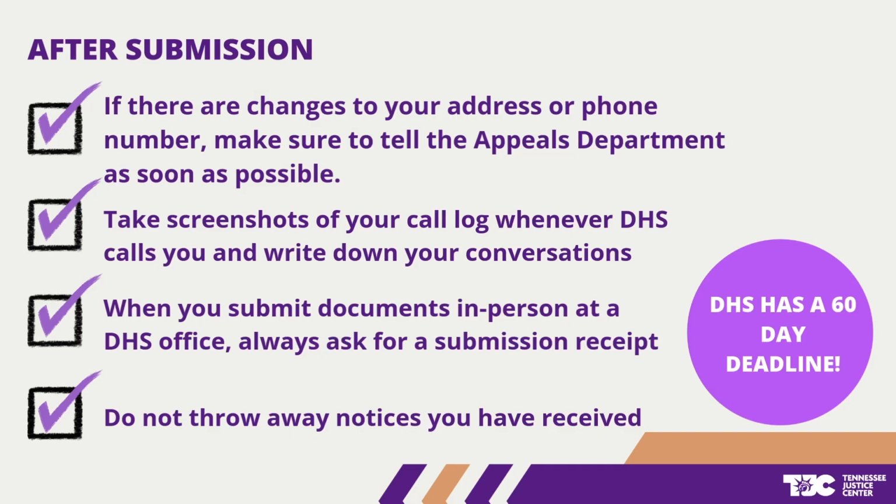Once you submit an appeal, DHS has 60 days to process your appeal, schedule a hearing, and give you a decision. In the meantime, collect any information that will help you prove your case. Here are some good things to do.